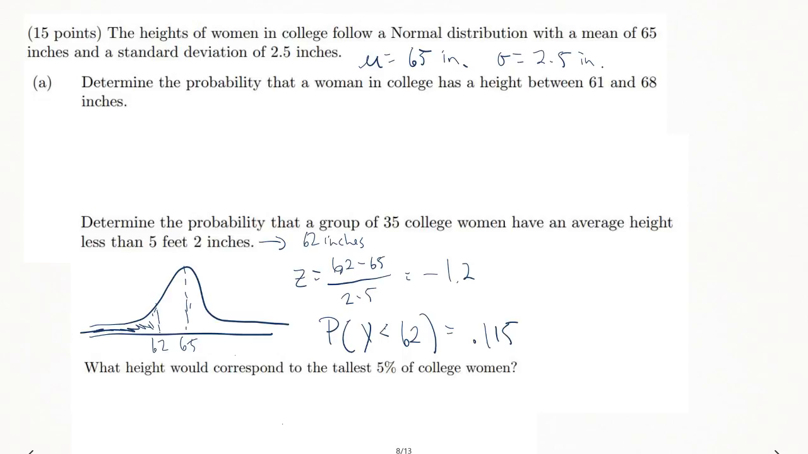So now, what do we want to do in this next case? What height will correspond to the tallest 5% of college women? So in this case, what we're looking for is a z-score. We have that this is 5%.